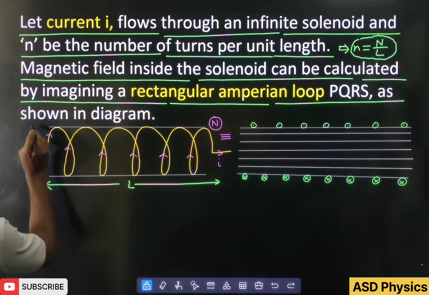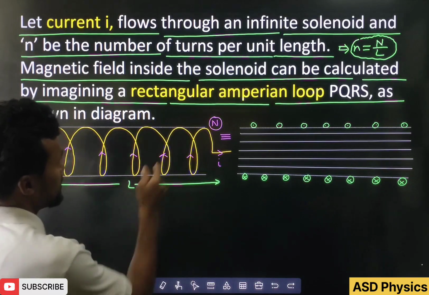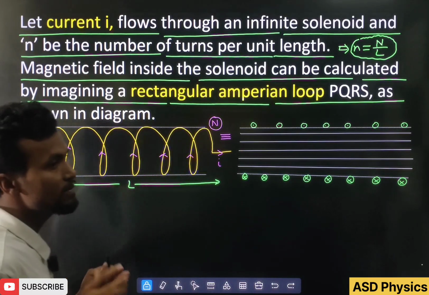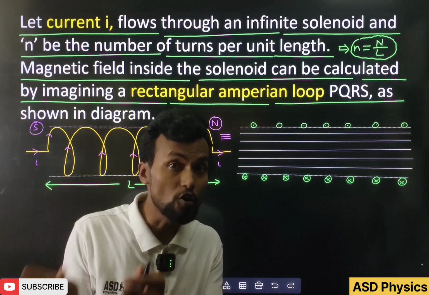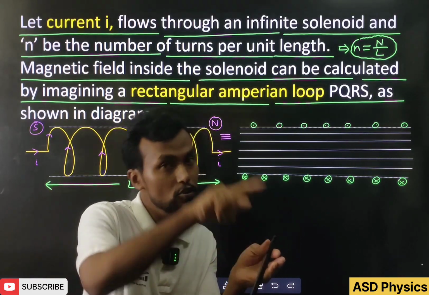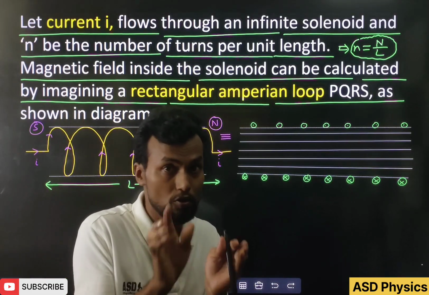So this is the north pole and this side is the south pole. Remember that, like this. This side north pole, this side south pole. And you know very well, inside the magnet, the magnetic field lines always go from which pole to which pole? South pole to north pole. Outside north to south, but inside south to north, is it?